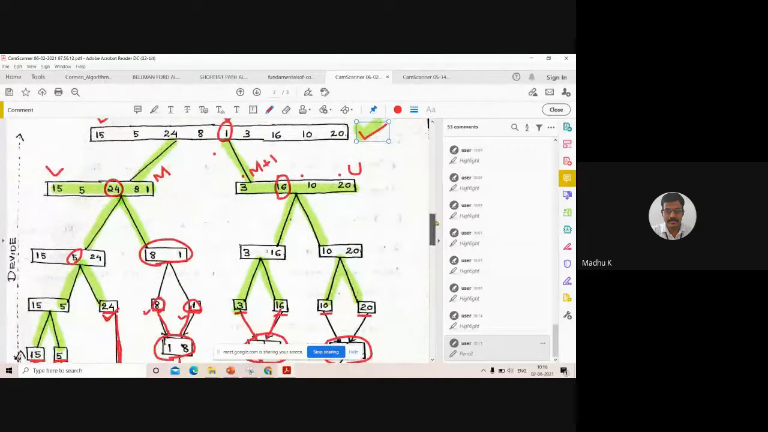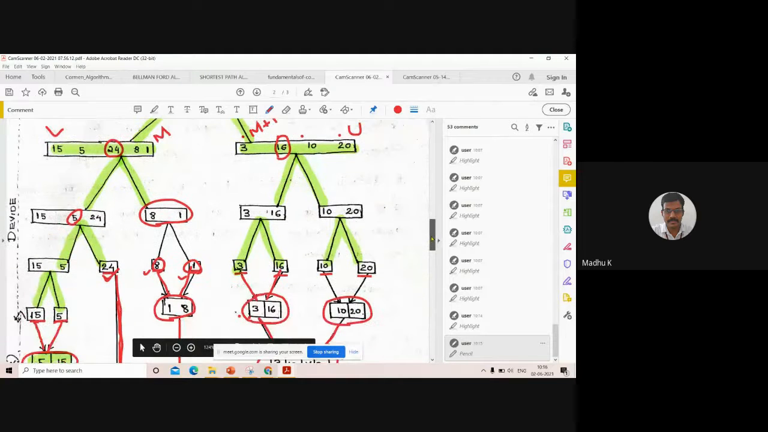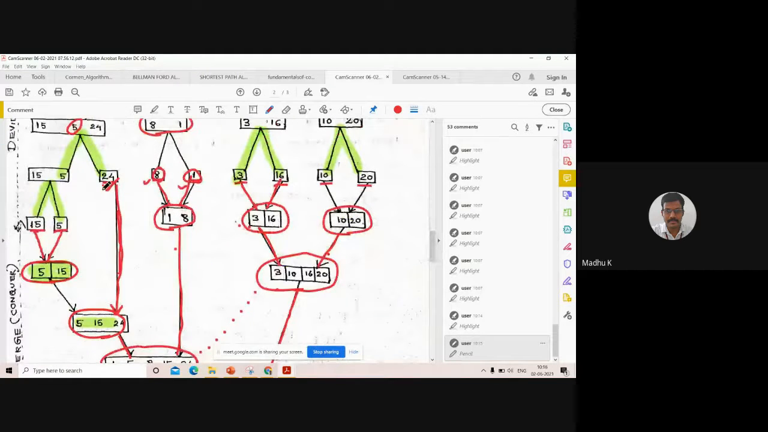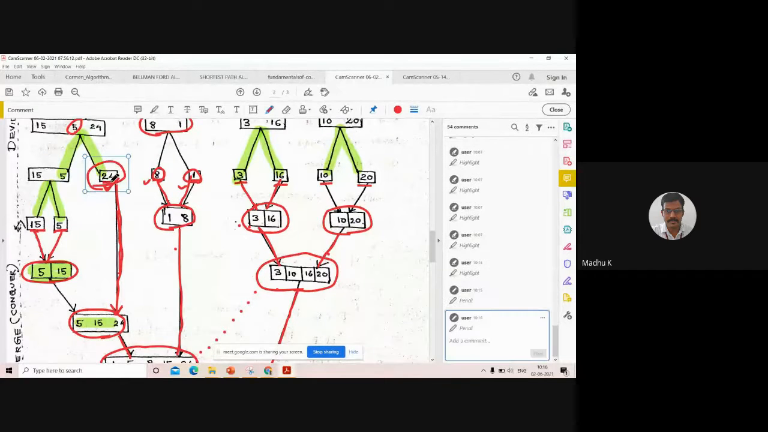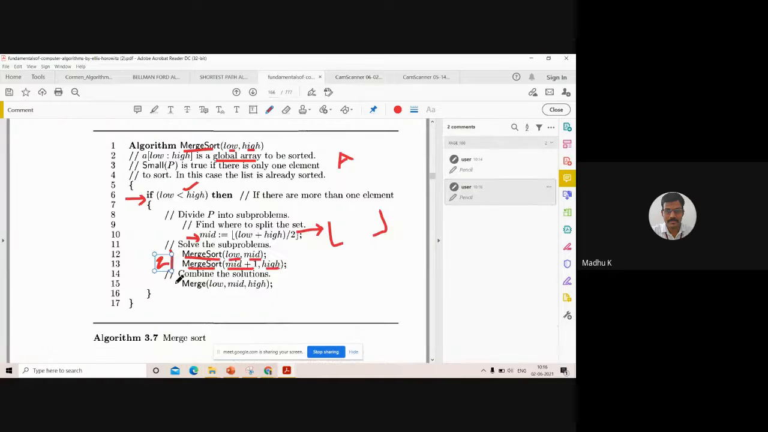Again here 2, 2, 2, 2. In this way we will divide the problem until only one element exists. Then after that we will do combine. What does combine mean? Merge is the algorithm used for combining, so the parameters are low comma mid comma high. So these two are the division steps, and this is the merge step.